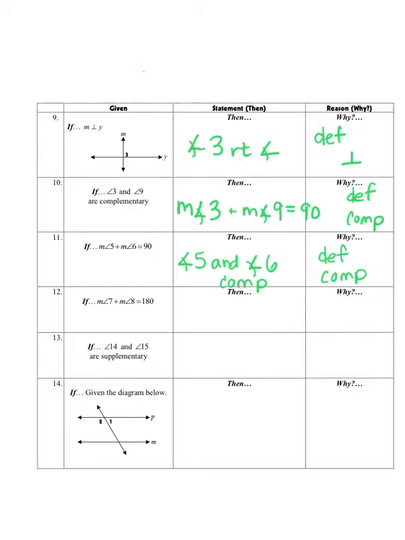If we are told the measure of angle 7 plus the measure of angle 8 equals 180 degrees, then what we know is that angle 7 and angle 8 are supplementary. The reason for that? Definition of supplementary.